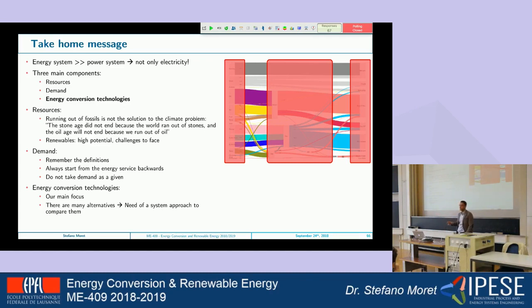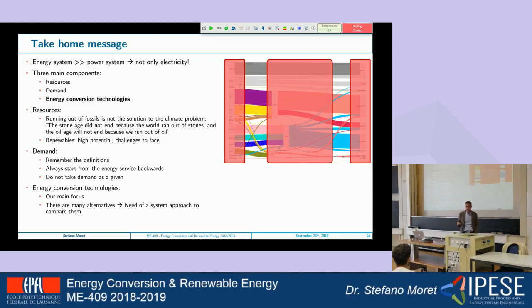Then we covered the three main components of energy systems: the resources, the energy demand, and the energy conversion technologies. As I told you, especially the demand is something very important, that we do not cover in detail in the course, but it's a central aspect of making the system more efficient.